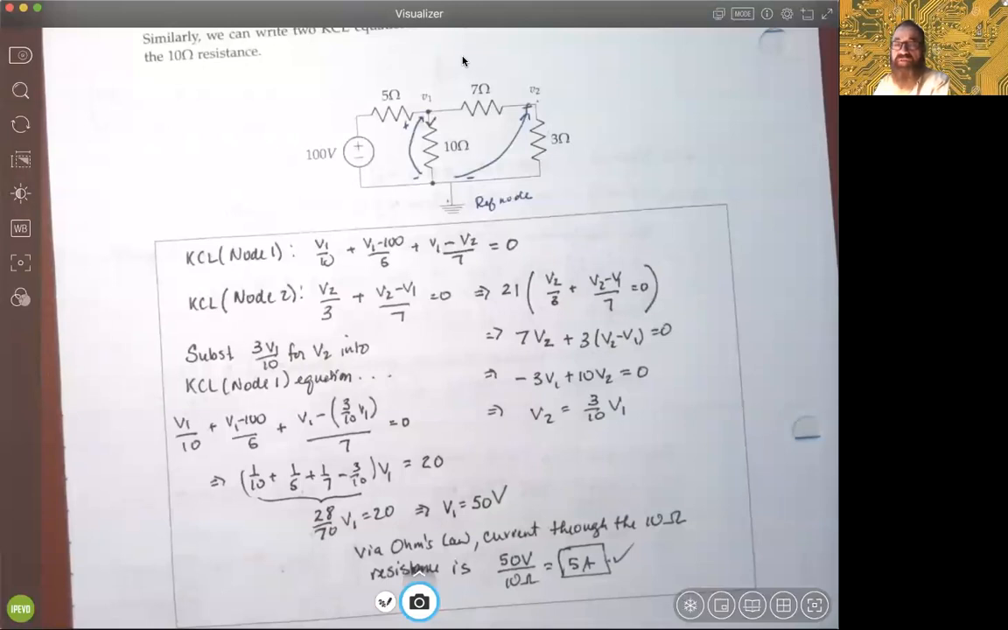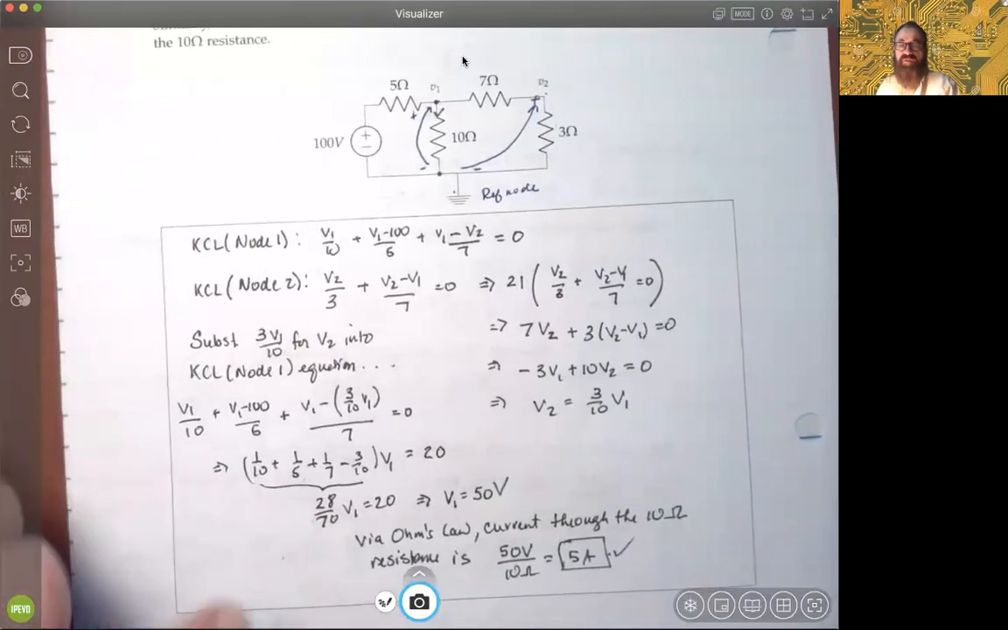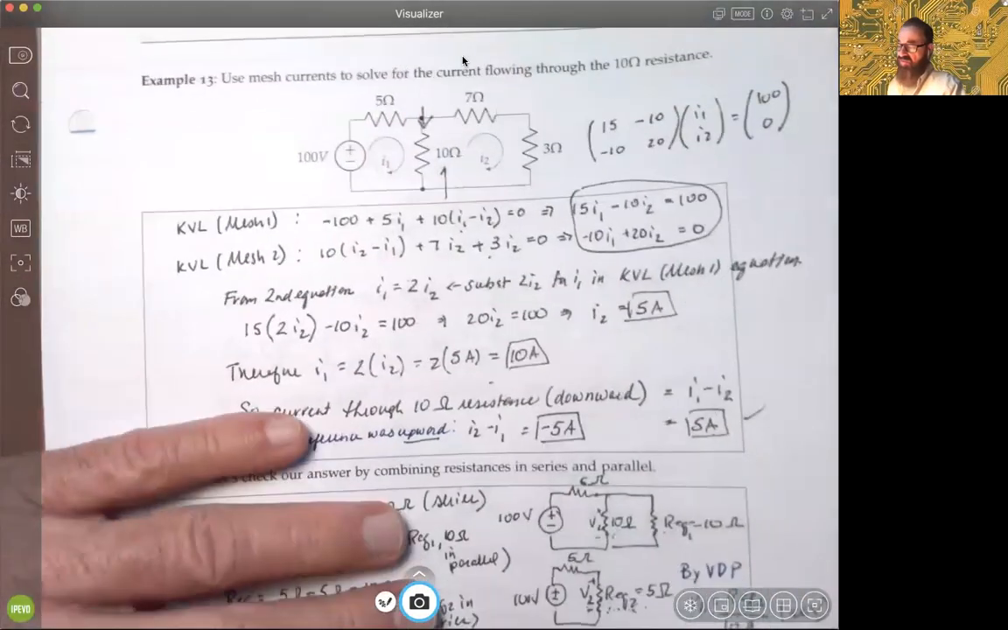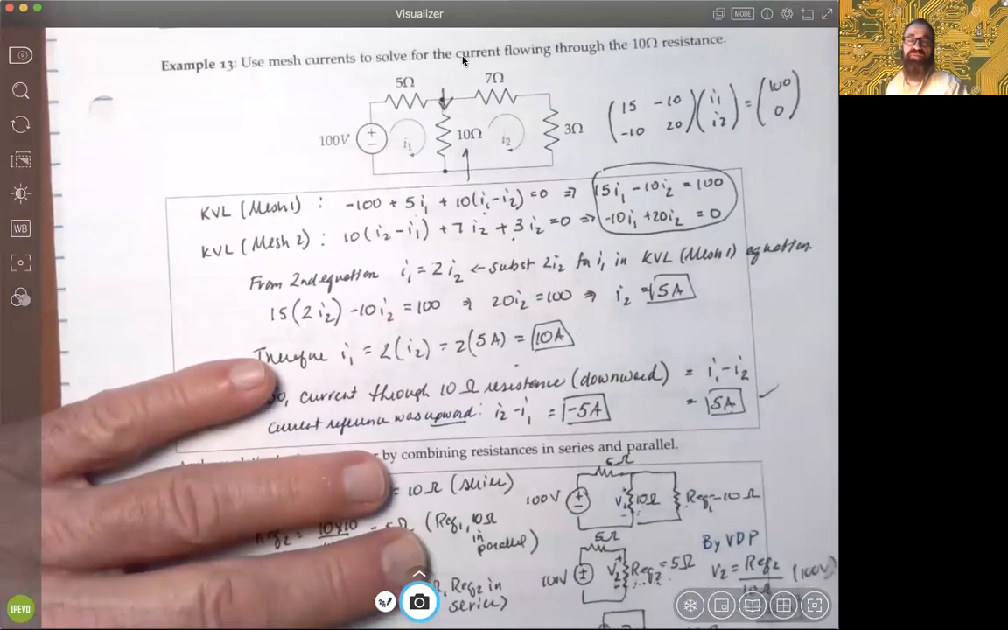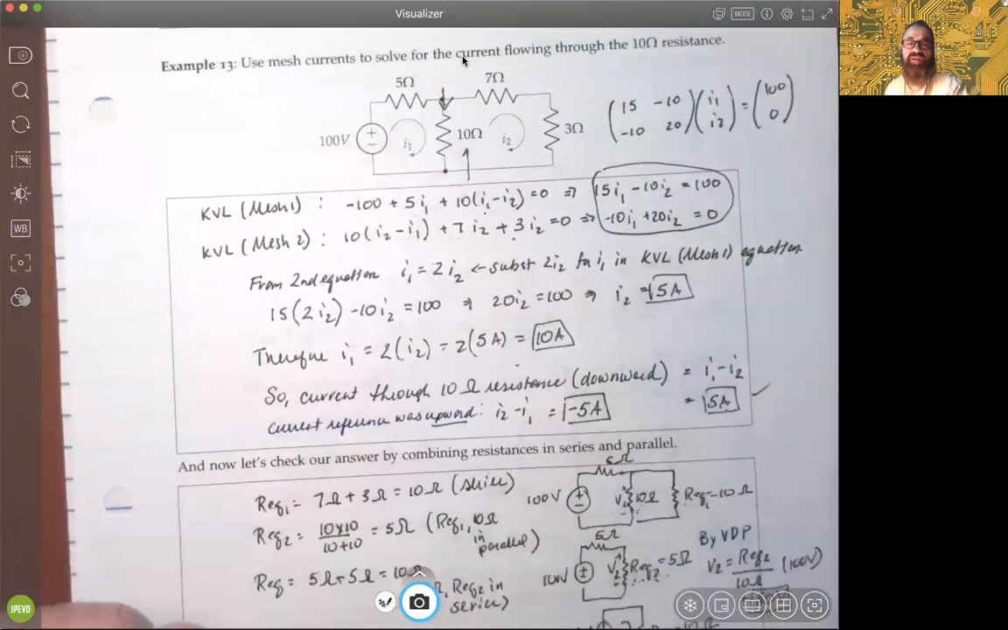But you can see the beauty of mesh currents. This kind of calculation can get you into trouble because of all the fractions. But if we return back to what we had to do for mesh currents, actually it was pretty simple. The substitution was not that complicated, and it was very easy to determine what that current was.